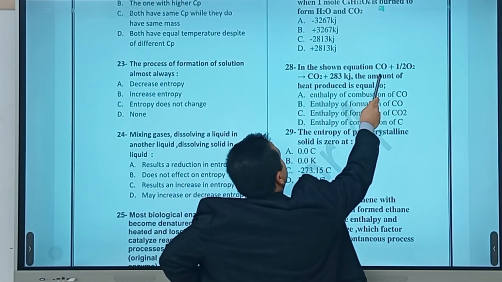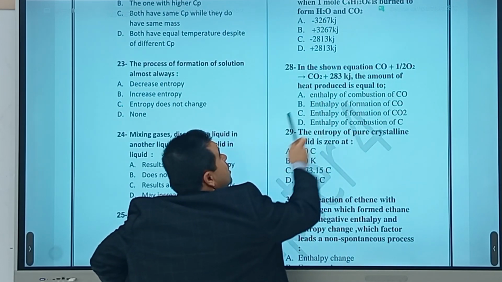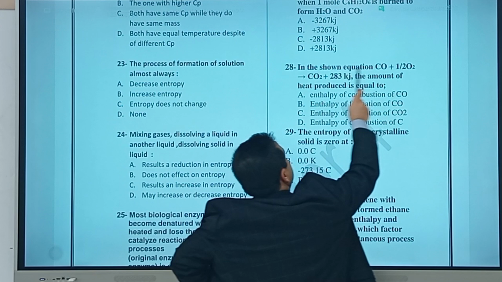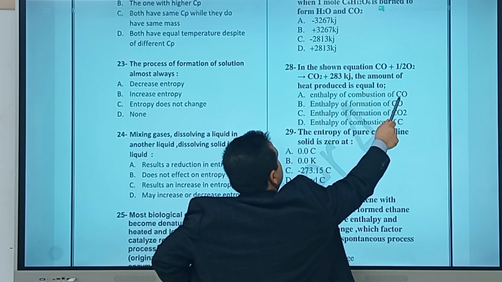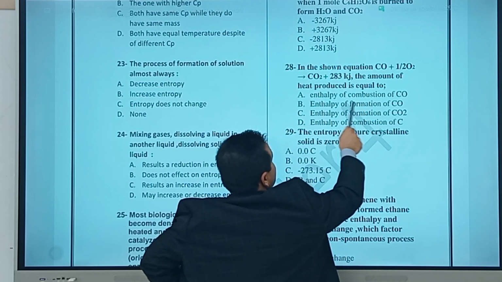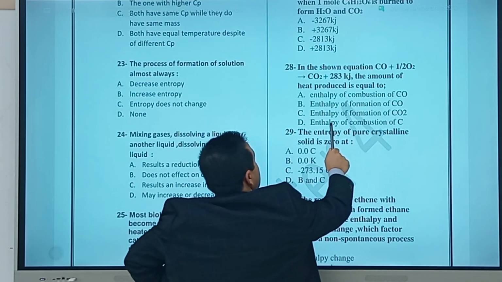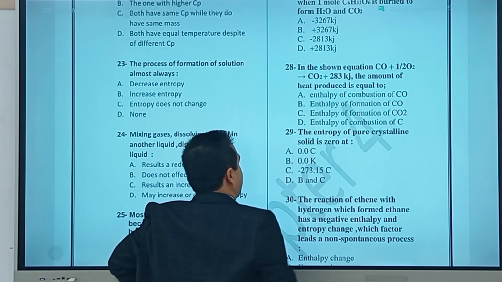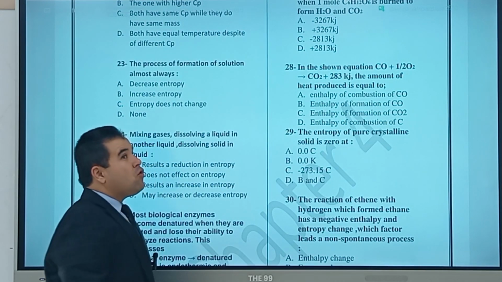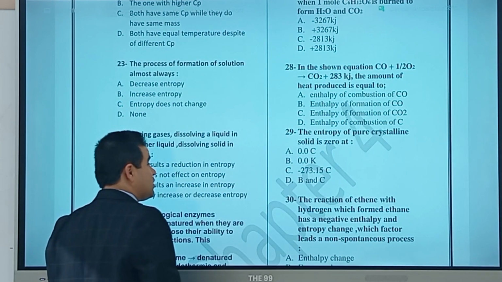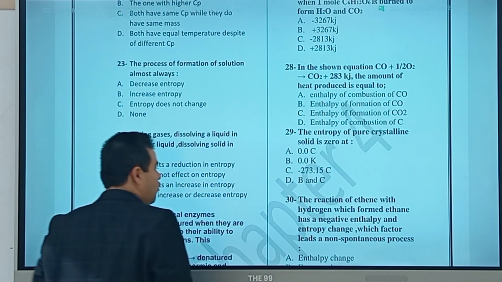In the shown equation, the amount of heat produced is equal to what? In this equation, 1 mole of carbon monoxide is combusted with oxygen to form carbon dioxide. Is this the enthalpy of combustion of carbon monoxide? Yes. Enthalpy of formation of carbon monoxide? No. Enthalpy of formation of carbon dioxide? No. Enthalpy of combustion of carbon? No. A is the correct answer. The entropy of a pure crystalline solid is 0 at 0 Kelvin or minus 273 Celsius. 0 Kelvin, so D is the correct answer.